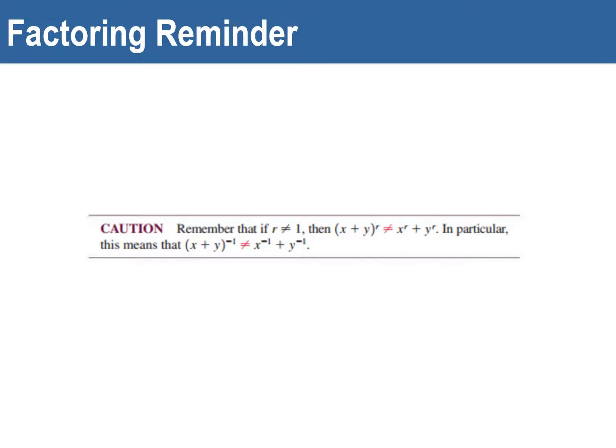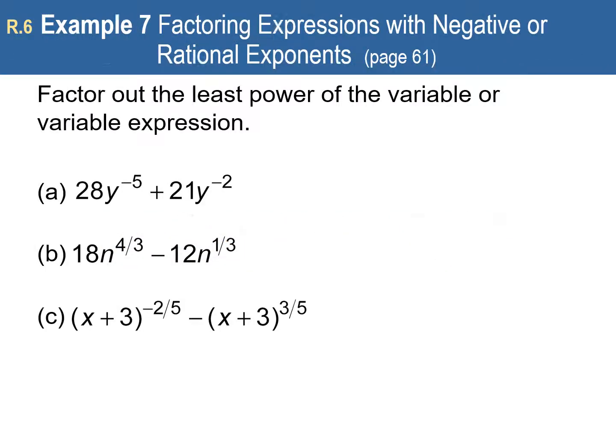Now remember that if r is not 1, you cannot say that x plus y to the r is x to the r plus y to the r. And particularly, x plus y to the negative 1 is not 1 over x plus 1 over y. So let's factor out the least power variable that we can. For the first term, we can pull out a 7y to the negative 5th, and we're left with 4 plus 3y cubed. For the second one, we can factor out 6n to the 1/3, and we're left with 3n minus 2.